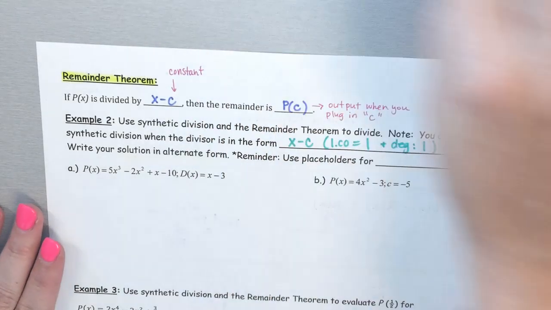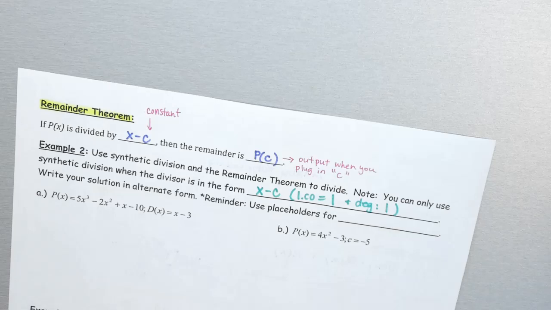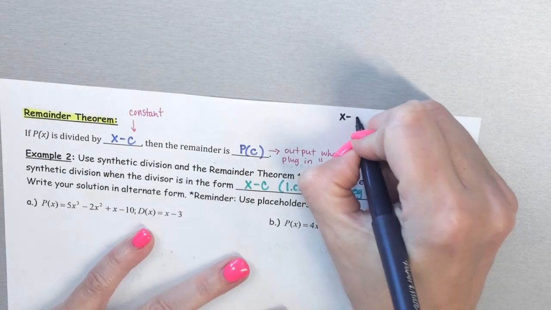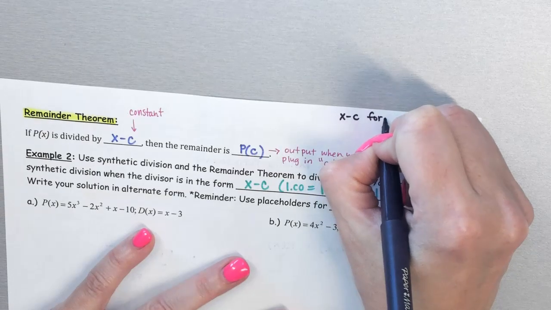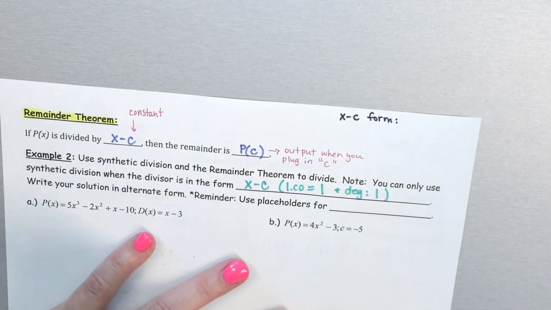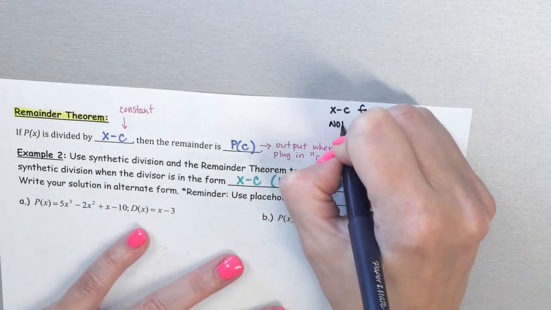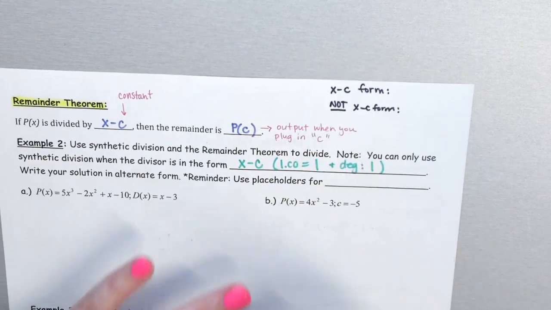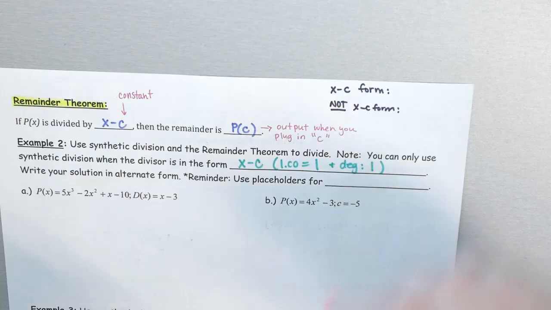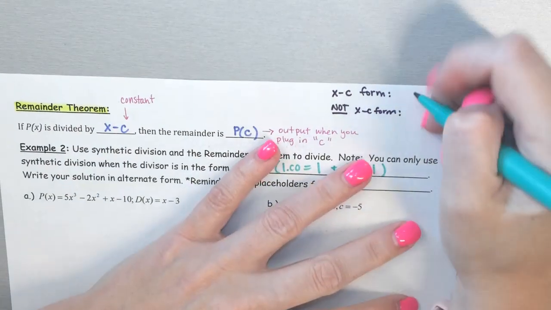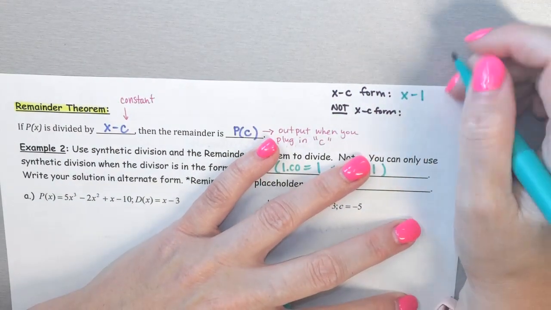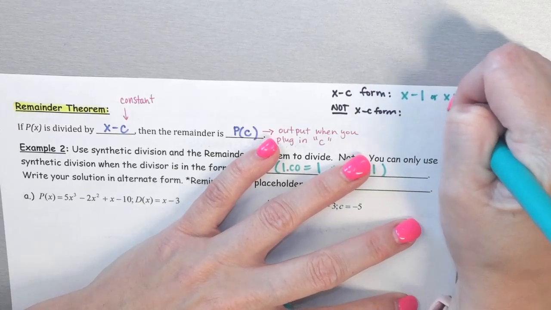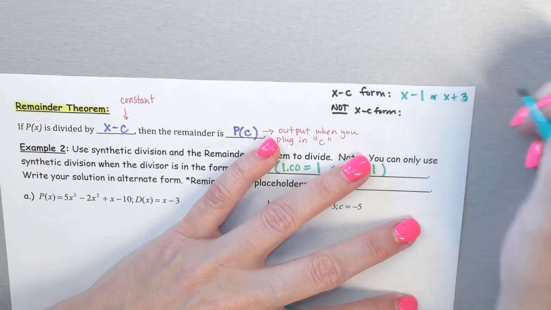So I just want to be very clear about what is the form x minus c and what is not. So we're just going to do some very quick examples, okay, of x minus c form and not x minus c form. Okay, x minus c form can include something like x minus 1 or x plus 3.